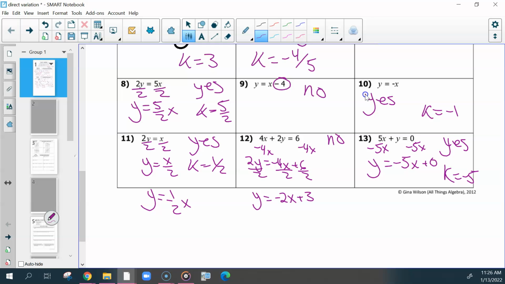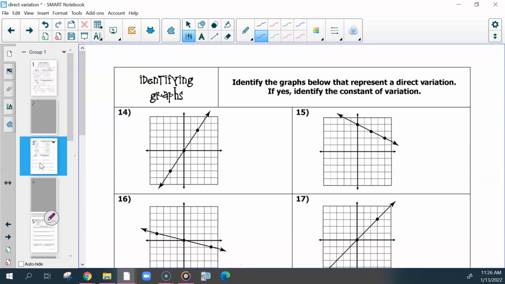On the next page are graphs. So it's basically doing the same thing. If it's a line and it goes to the origin, it's a direct variation, and then we can find our constant k. If it's not a line or doesn't go to the origin, it would not be a direct variation.